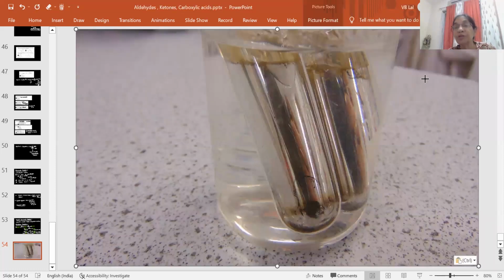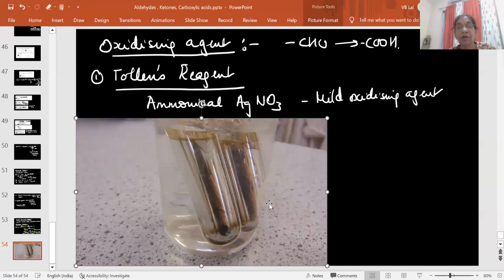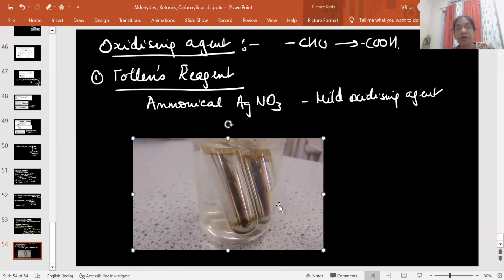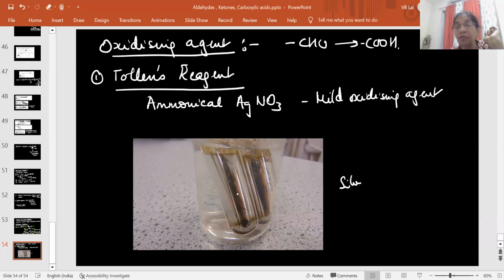See, this is the picture. You can see the test tube becomes silvery. Silver is deposited on the walls of the test tube, and the test tube becomes so shiny when you put it in the water. This is known as the silver mirror test.